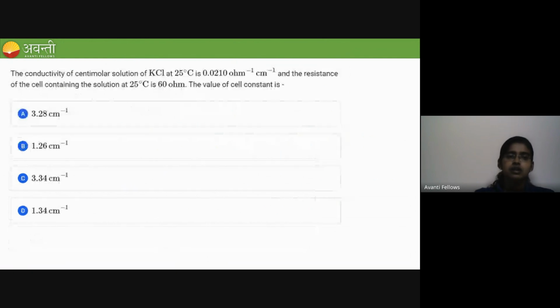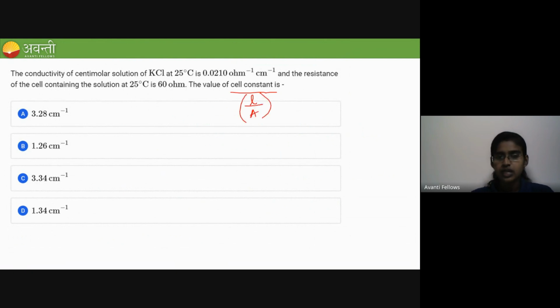Then coming to the next question, the conductivity of centimolar solution of KCl at 25 degrees Celsius is 0.0210 per ohm per centimeter. And the resistance of the cell containing the solution at 25 degrees Celsius is 60 ohm. The value of cell constant is. So what is cell constant? It is L by A. So L by A we have to find out.